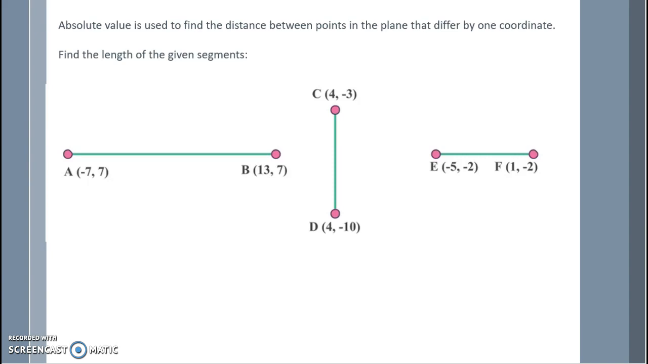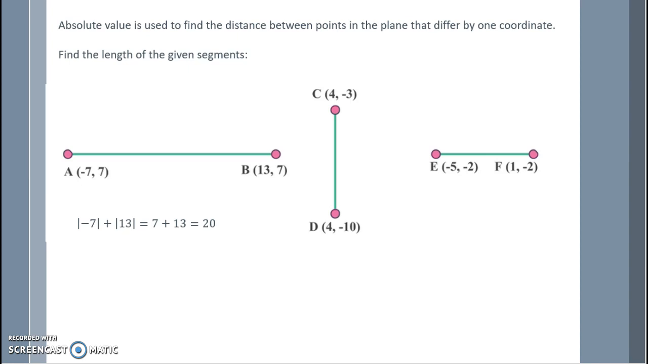Let's start with A. A is (-7, 7) and (13, 7). So notice our y values are the same. So we're having a horizontal change. The absolute value of -7 plus the absolute value of 13 is 7 plus 13, so a distance of 20.